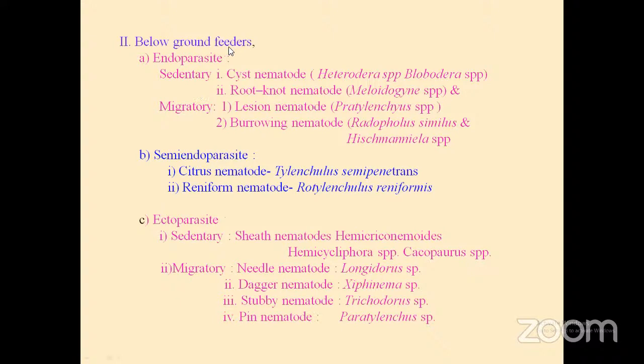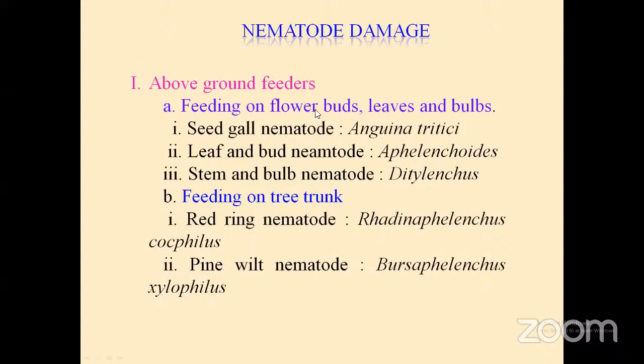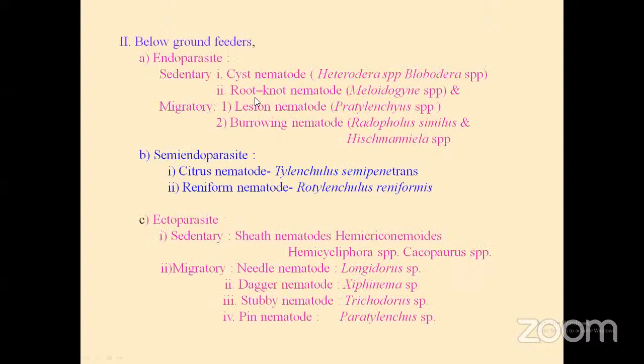And coming to the below ground feeders, meaning only the root zone. This is above ground, meaning the flower buds, leaves, and bulbs. Once coming to below ground, they are compulsorily endoparasitic or semi-endoparasitic. Endoparasitic, as I already told you, can be sedentary or migratory. Sedentary ones are cyst nematodes and root knot nematodes, and migratory ones are lesion nematodes and burrowing nematodes. And the burrowing nematode in banana is one of the major nematodes causing a lot of damage to banana, especially in Tamil Nadu, Kerala, and even in Andhra, where we have been observing this burrowing nematode.